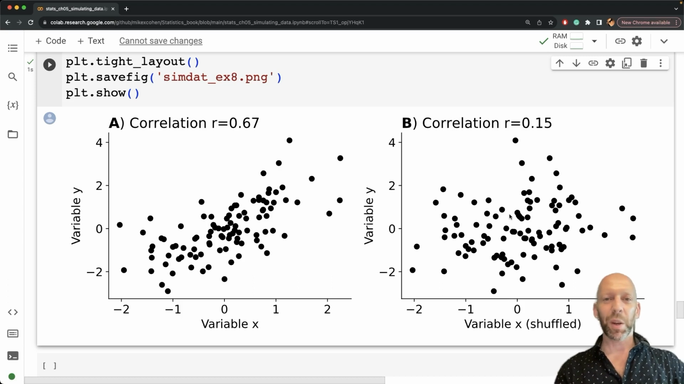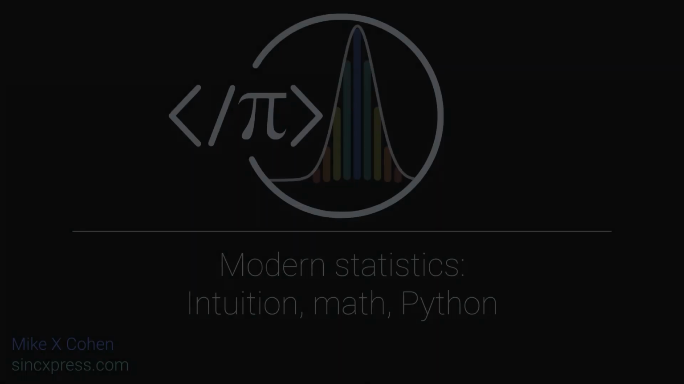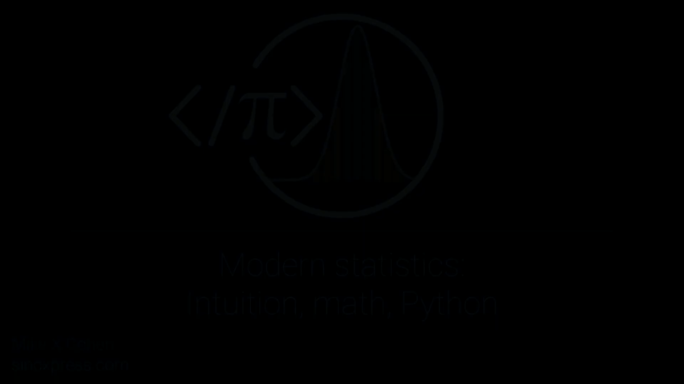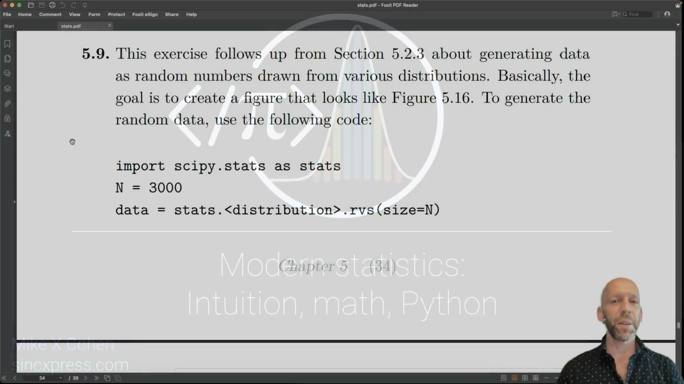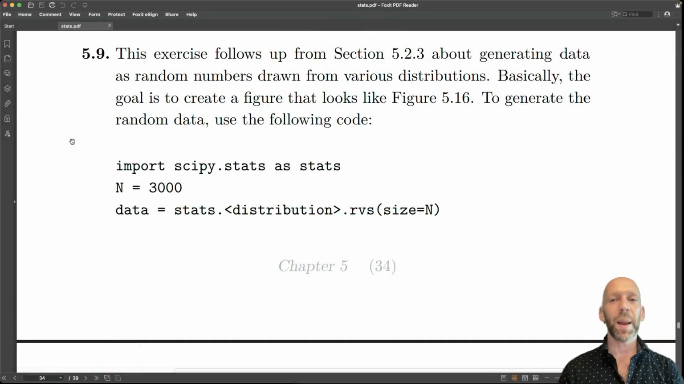So much more to say about that later in the book, but I hope you enjoyed working through this exercise. Exercise 9 of chapter 5 is fairly straightforward conceptually.